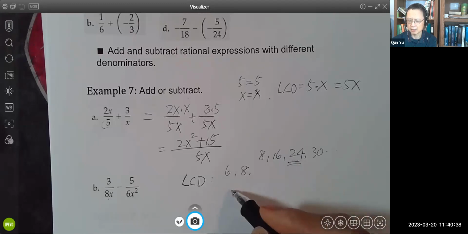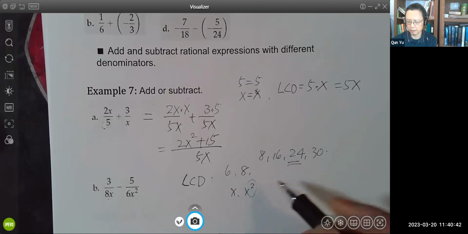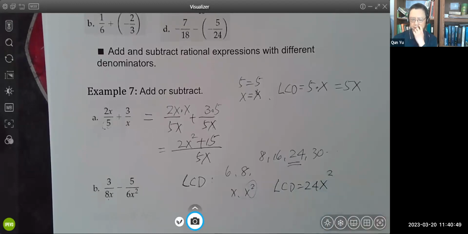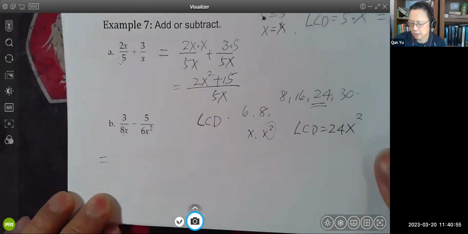How about x? One is x, one is x squared. This one has the highest exponent, so we take this one. So our LCD is 24x squared. And we need 24x squared on the bottom of each fraction.